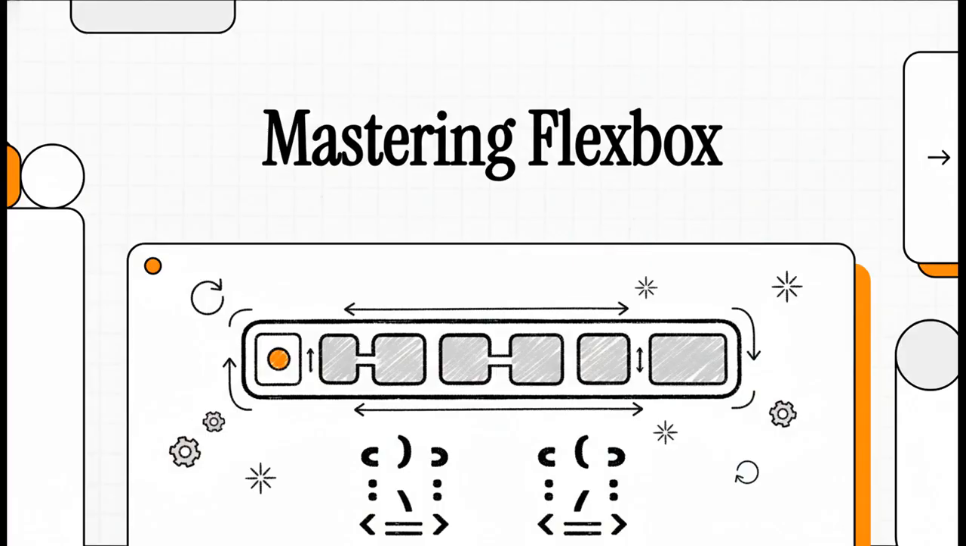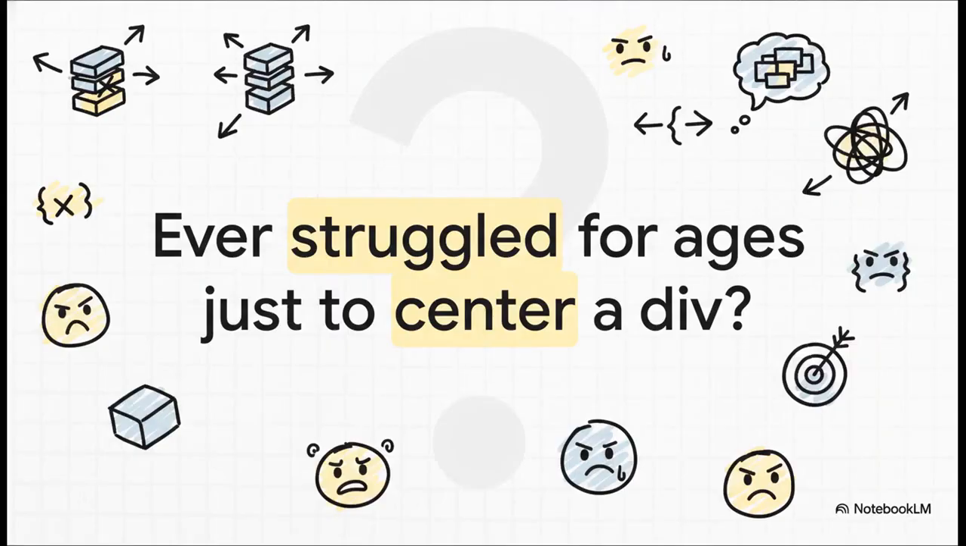Let's do this. You know exactly what I'm talking about. You're just stacking random CSS properties, you're throwing margin auto on everything, you're trying these bizarre positioning hacks, and for what? Just to get that one little box in the middle of the screen? It's a classic web dev headache, but what if I told you there's a much better way?